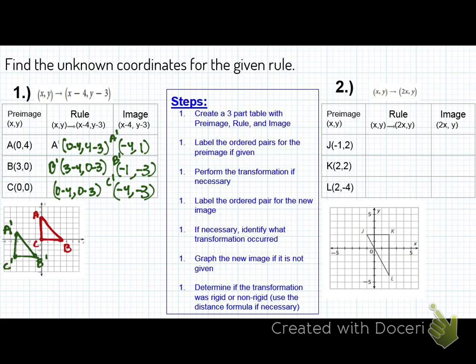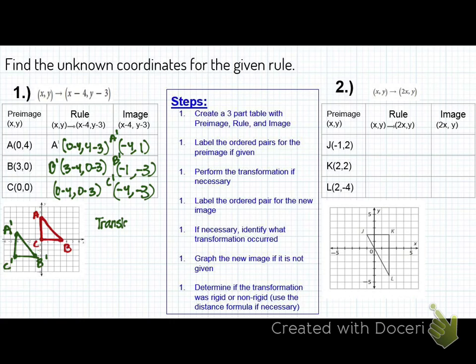Does it look like it's the same shape? Did it reflect anywhere? Does it look like it reflected? No. Does it look like it translated, like it slid? Yeah, it looks like it slid in 2 directions, right? Looks like it slid to the left and then down, right? And we could see that by our rule, it slid to the left 4, and then it slid down 3. You see that? Cool, so this is called a, what again? It's called a translation, okay?